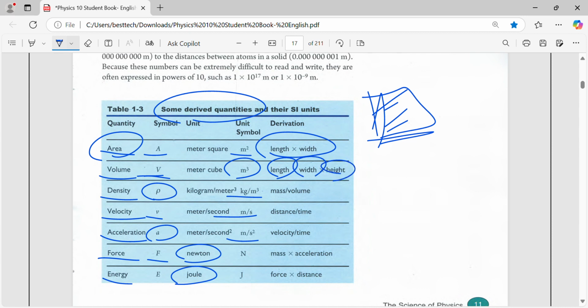So look, that's called derivation. Why? Because we can get the unit of each quantity according to the previous table. Now we'll see how. For example, let me take the first rule. The rule of area is length times width.